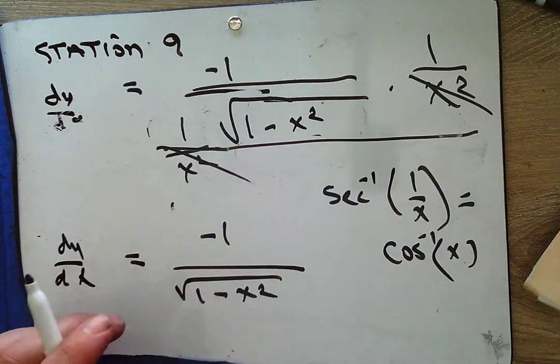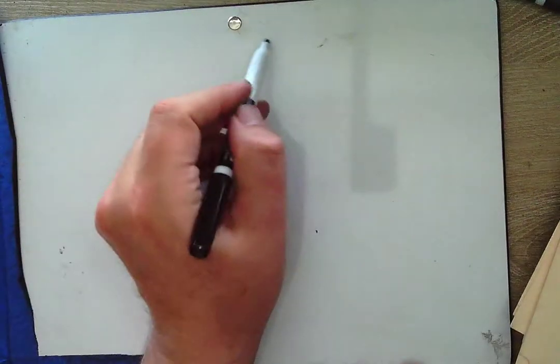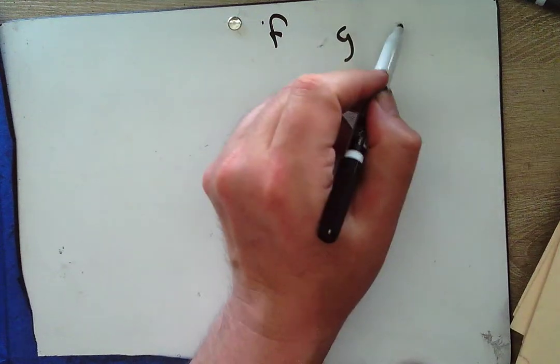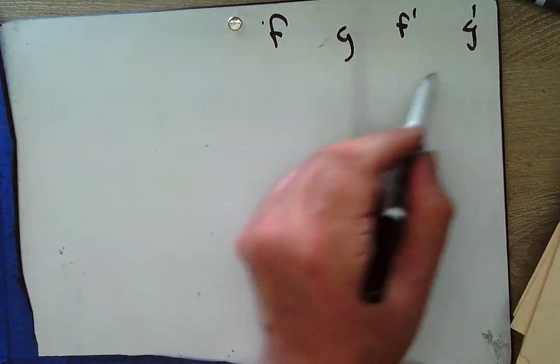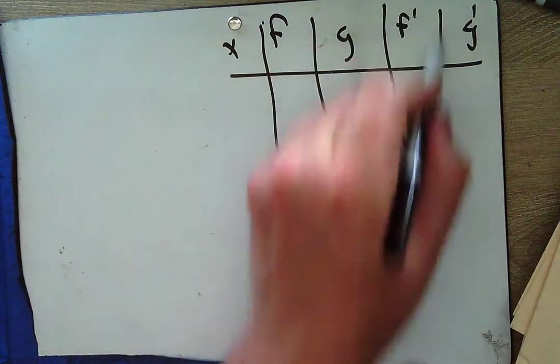Okay? All right, station 10. Station 10 is another table problem. And we've got f and g and f prime and g prime. We have some x values here.